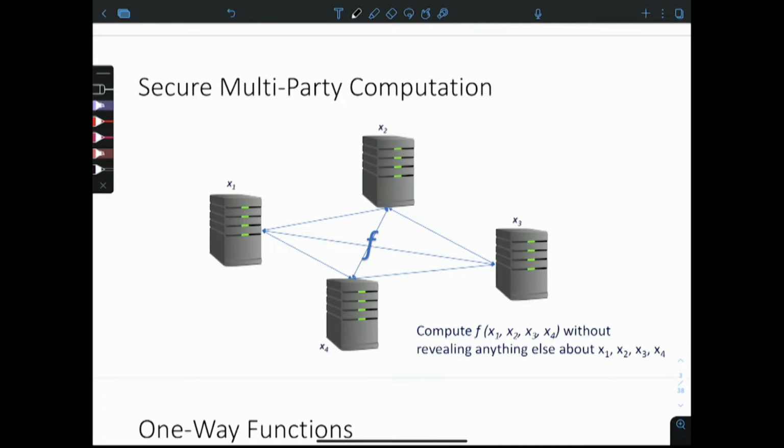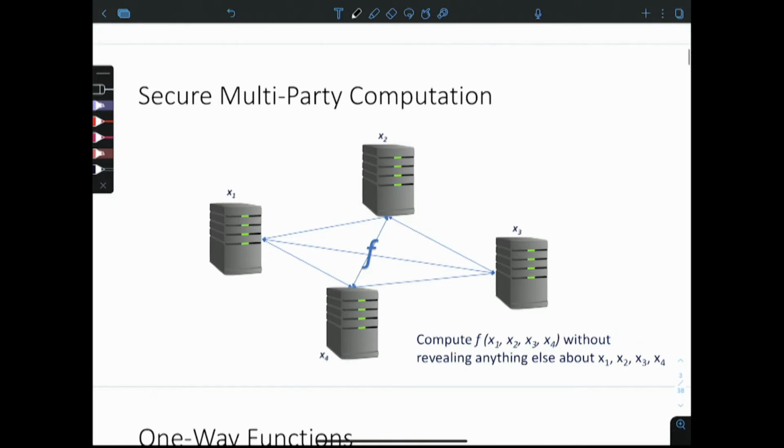So the only thing that they want to learn at the end of this process is the output of the function f applied to their inputs x1, x2, x3, x4. And none of these players should learn any information beyond this particular output. We're going to look at examples of this for certain types of functions later on in this lecture. But some of you have also probably seen this. The general goal here is to enable untrusting participants to collaborate on private data.